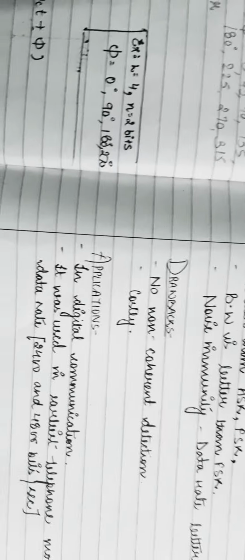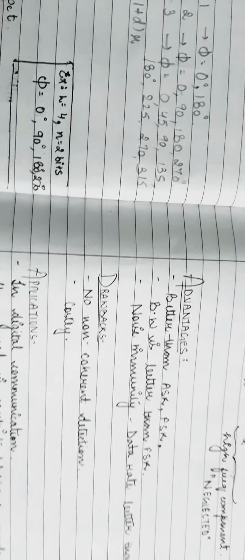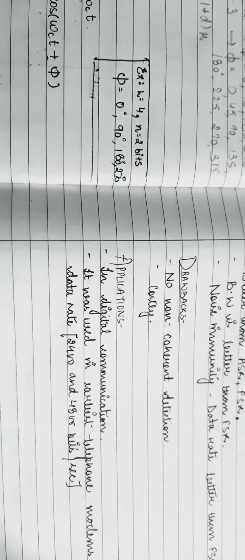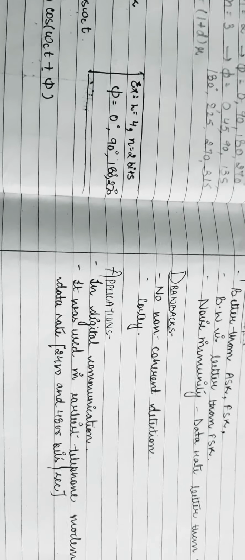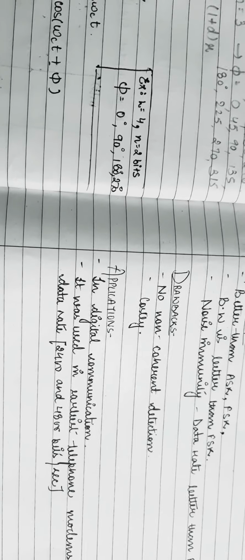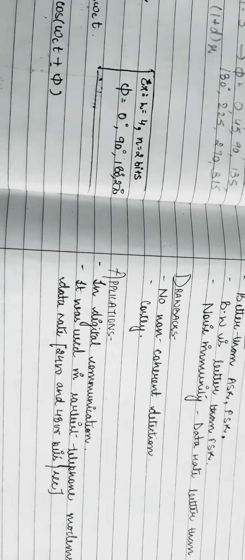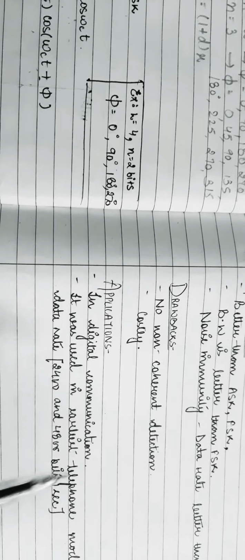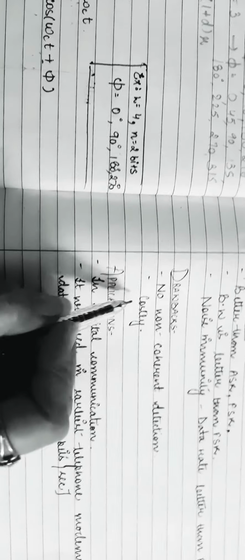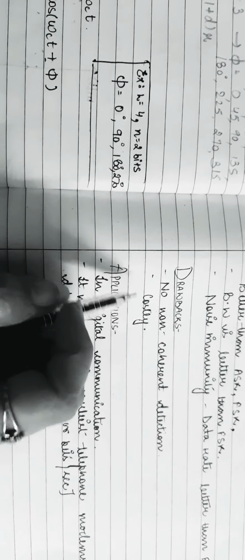Now coming on to the advantages of PSK, it is better than your ASK and FSK techniques. The bandwidth is better than FSK. Noise immunity is also better than FSK, that is phase shift keying. If we talk about the drawbacks, there is no non-coherent detection in PSK. Previously in ASK and FSK we have seen two techniques, that is synchronous and non-synchronous, that is the coherent and non-coherent technique. But here in PSK we don't have a non-coherent technique. So this is the drawback of PSK, and it is much costlier than ASK and FSK.